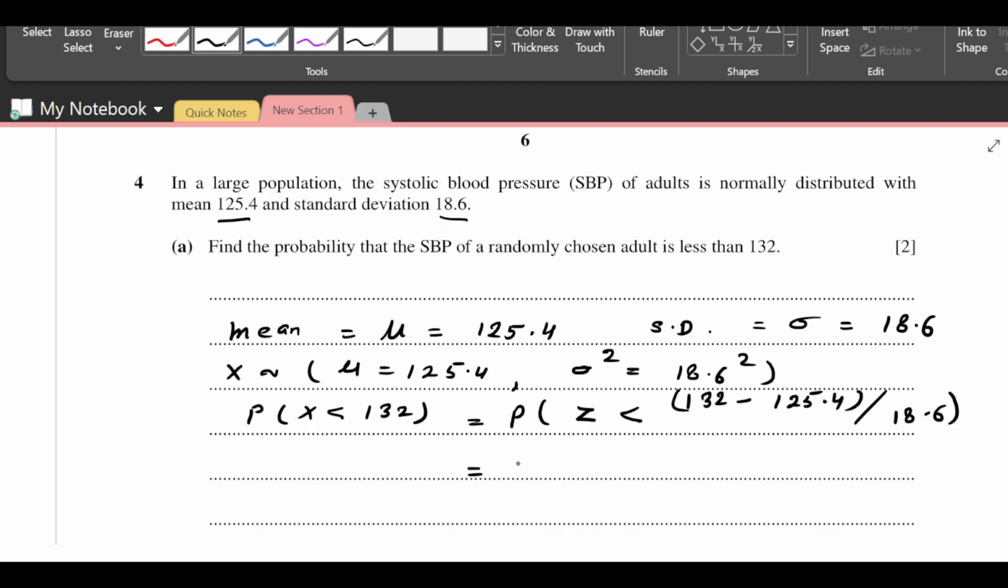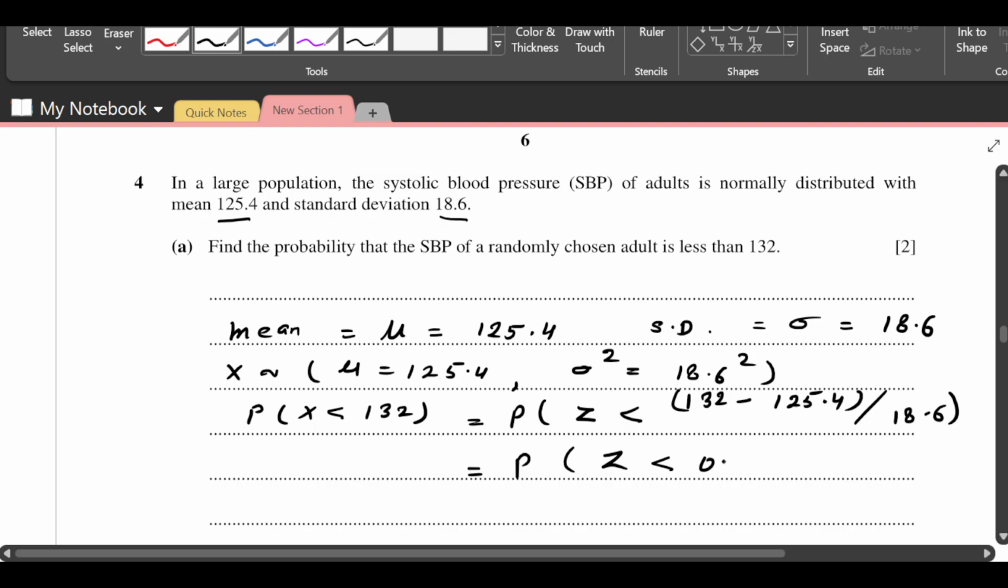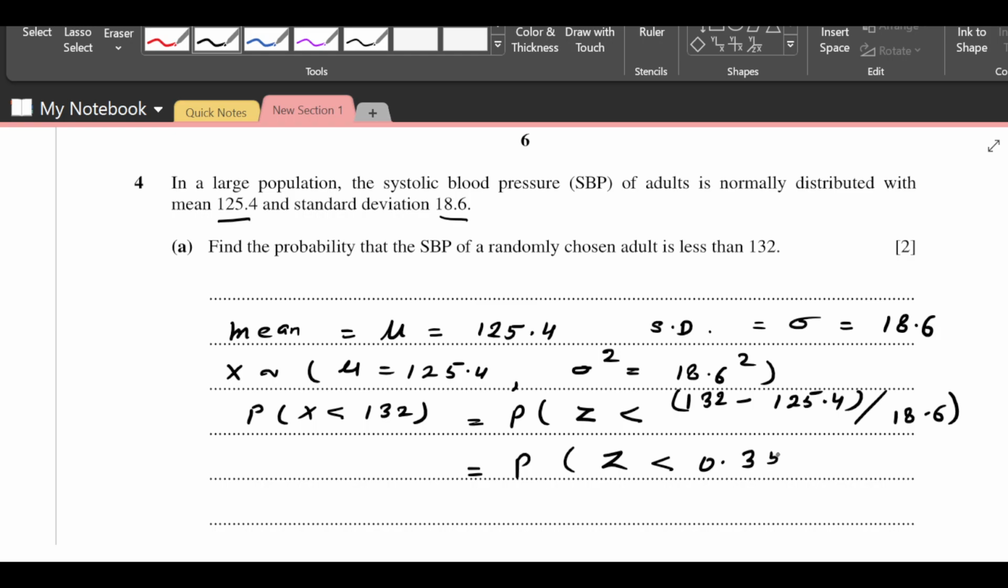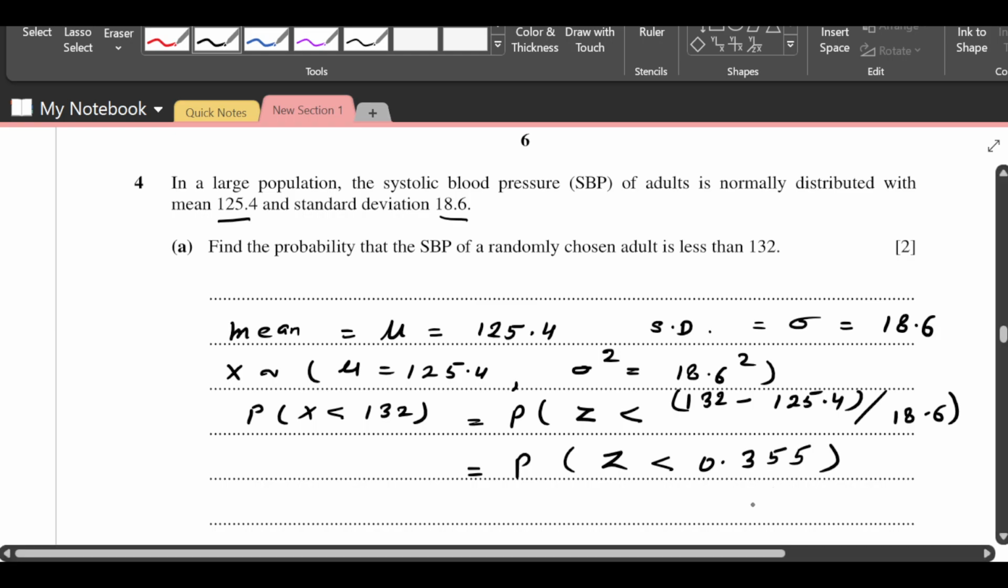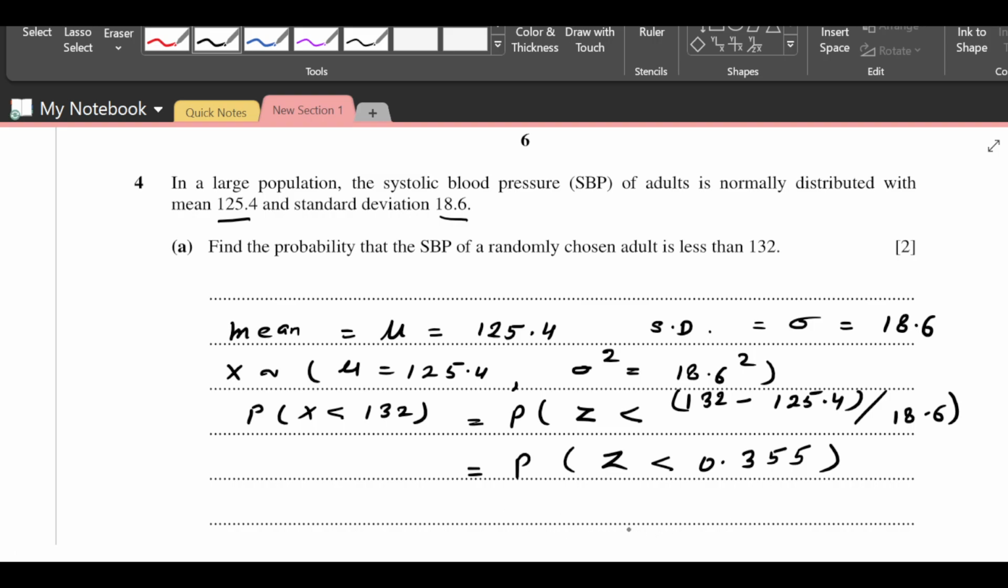Okay, so probability of z less than, now if we calculate, it is 132 minus 125.4 divided by 18.6, so 0.355. We have to find the probability of z less than 0.355.